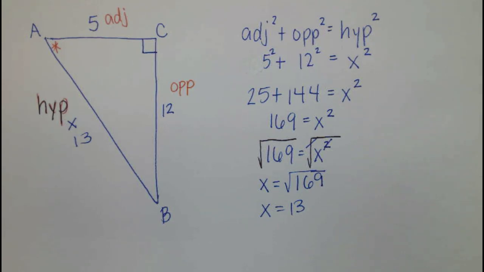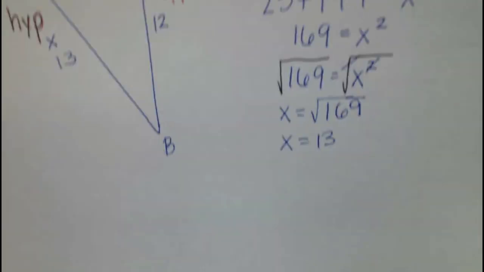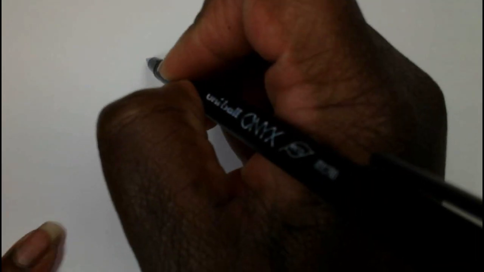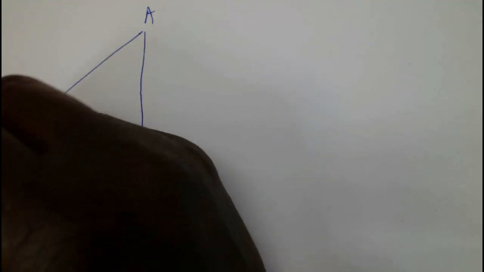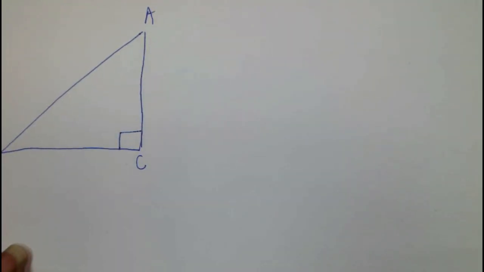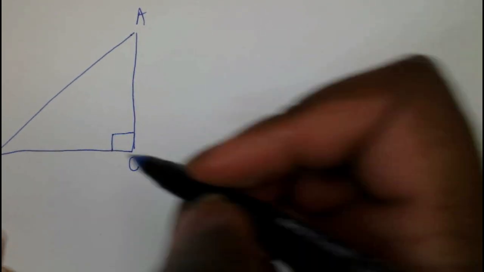Okay, let's do one more. I know it's 10 minutes in. Let's do one more. Let's switch our triangle this way. Label this A, B, C. I want to say this is 1, and this is square root 37.